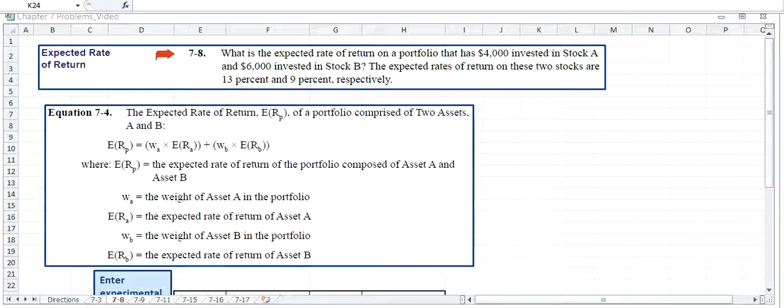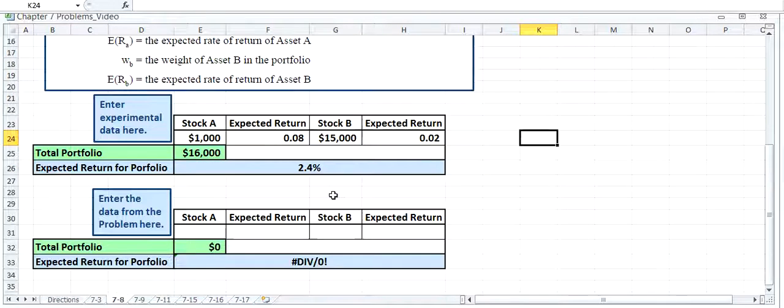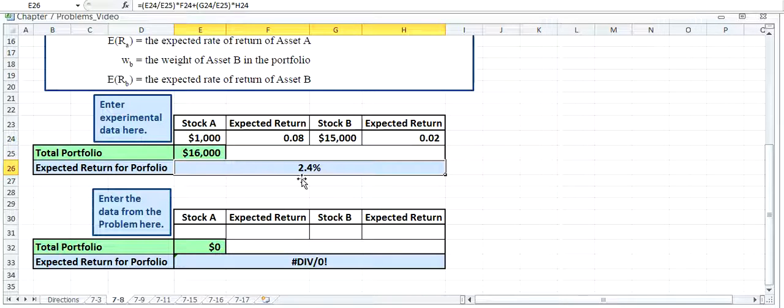In this video, we are going to be looking at problem 7-8 in your homework, the expected rate of return for a two-asset portfolio, which is really simply a weighted average. So I've got the formula here that we're going to use, and if we scroll down, you can see that you're going to have the first table here you can experiment with and put in any numbers you want and see what happens. Just make sure that you don't change the shaded cells, because that's where the formulas are.